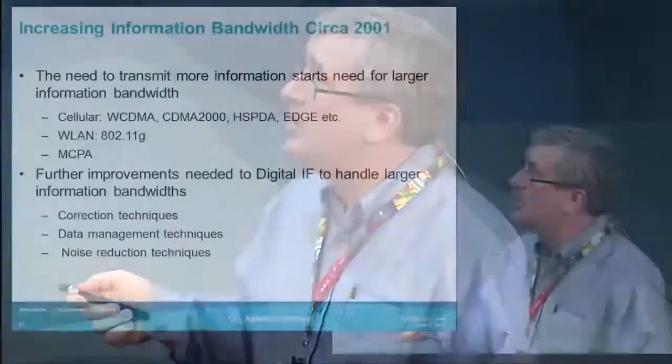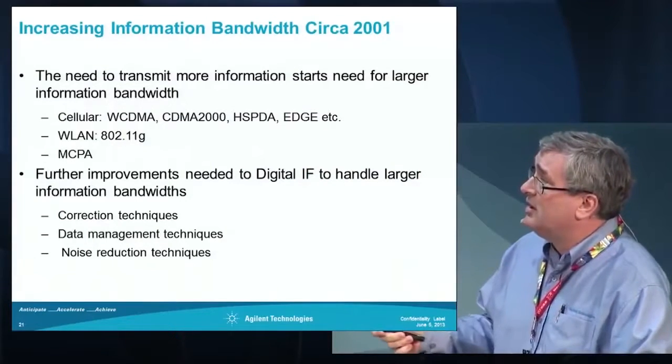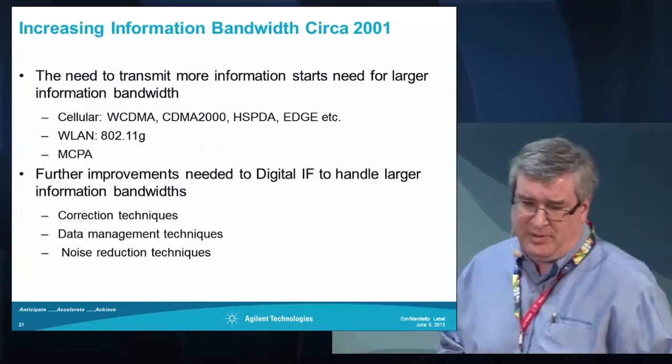So that looks really good. We got a nice digital IF that could do both really good swept, that could do really good digital analysis. Life is great, right? Well, no, because then more cell phone guys started to put more and more data on the screen. Wideband CDMA came along, CDMA 2K, 802.11 started to show up.